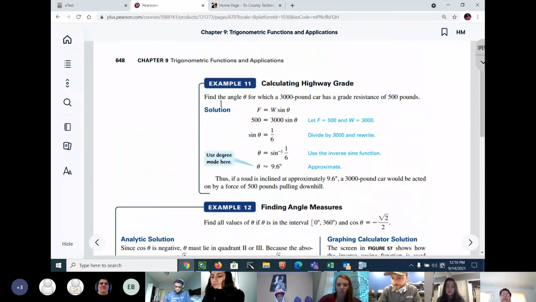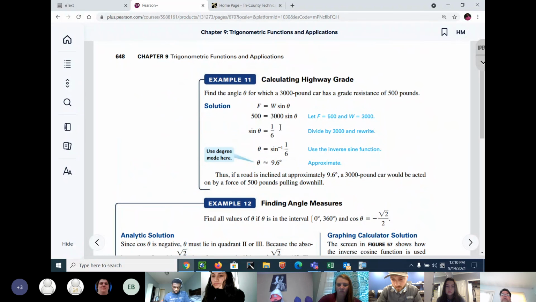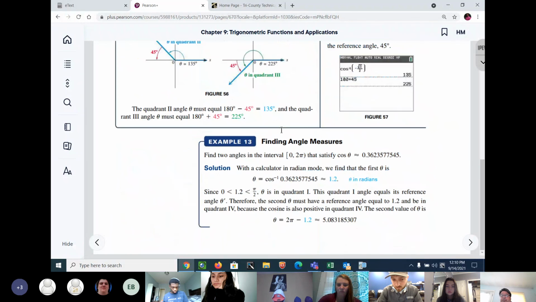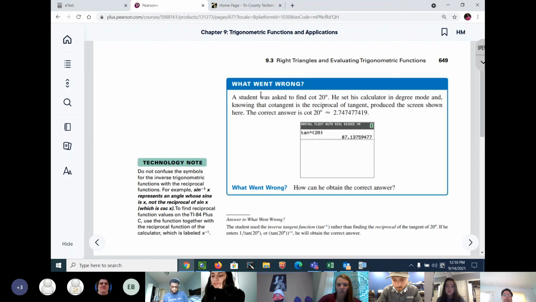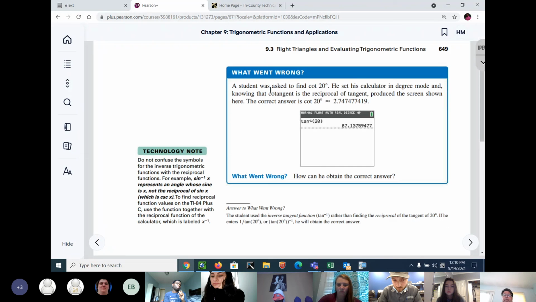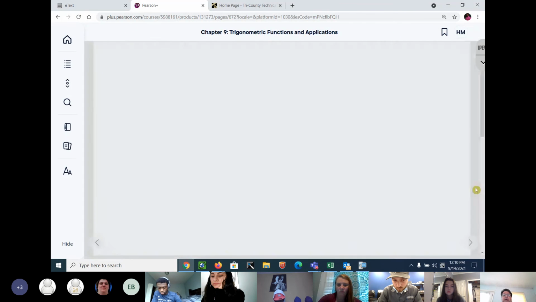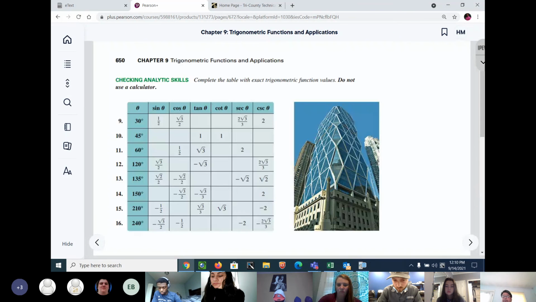This says find the angle of which 300-pound car resistance. That's an application. I'm still trying to find the unit circle, but I guess they're not going to show it to you. Nope. So it must be in 9.4. Let's see what 9.4 has to offer.